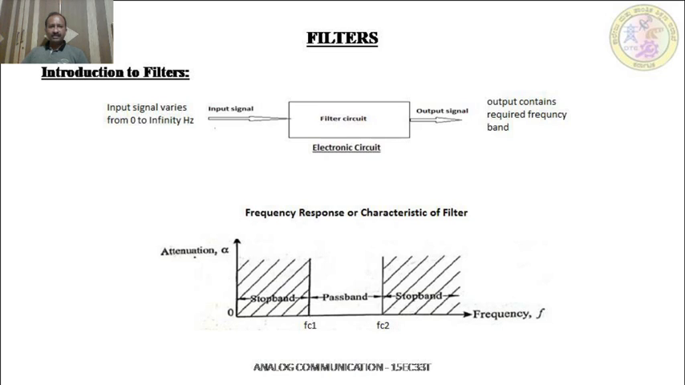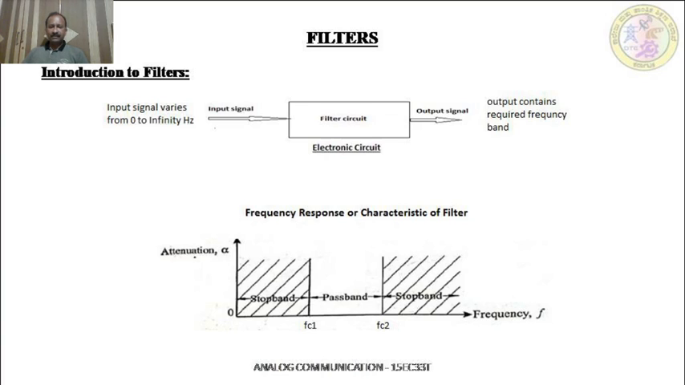Now here the frequency fc1 is going to separate our stop band and pass band. That frequency you are going to call a cutoff frequency. Similarly, frequency fc2 is going to separate pass band and stop band. That particular frequency you are going to call a cutoff frequency. For this particular band pass filter, you are going to have two cutoff frequencies available. Some filters have only one cutoff frequency available.